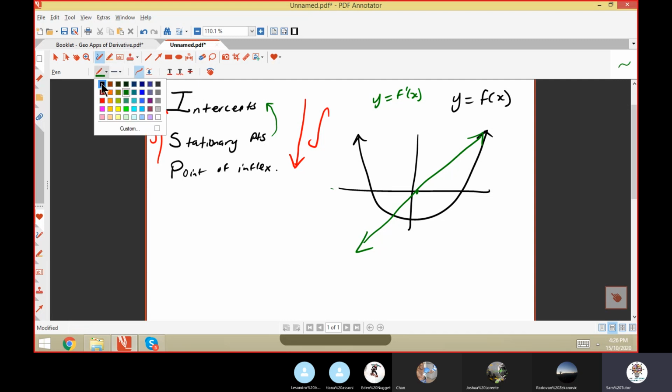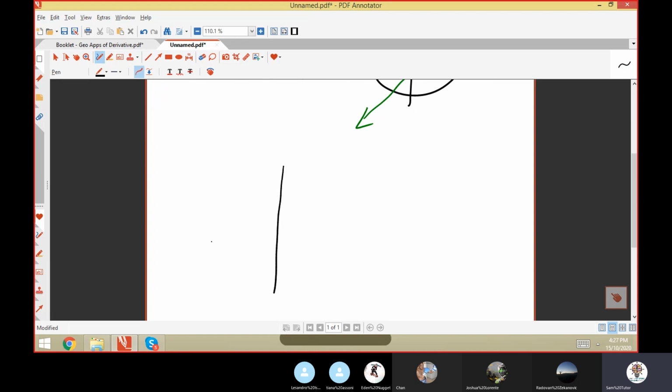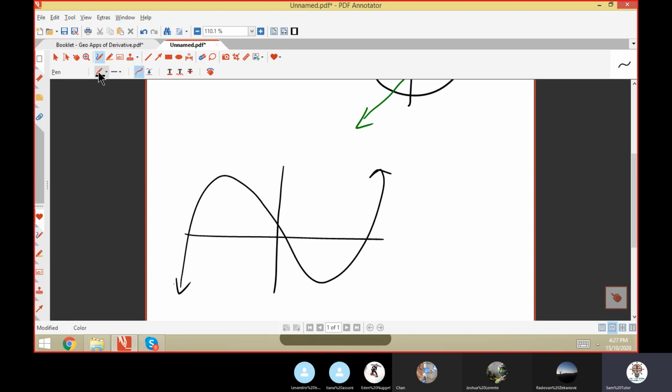Let's try that again with something like this. I'll put numbers in this time, just -3, -2, -1, 1, 2, 3. Okay. What's the acronym? ISP. Intercepts, stationary points, points of inflection.